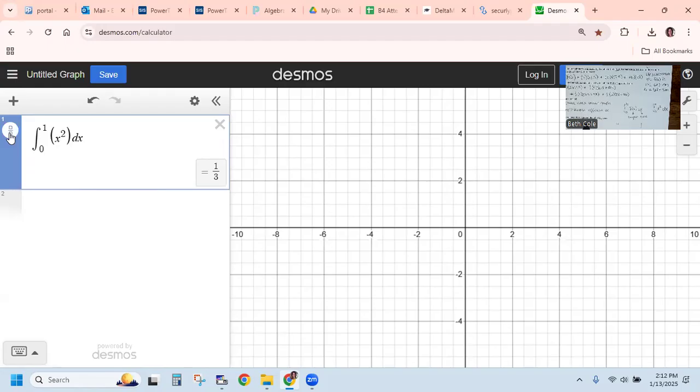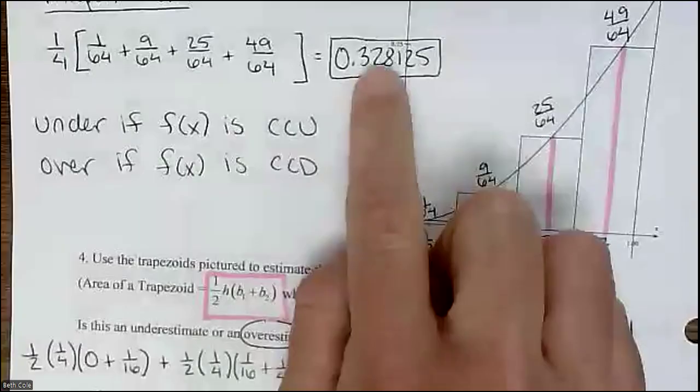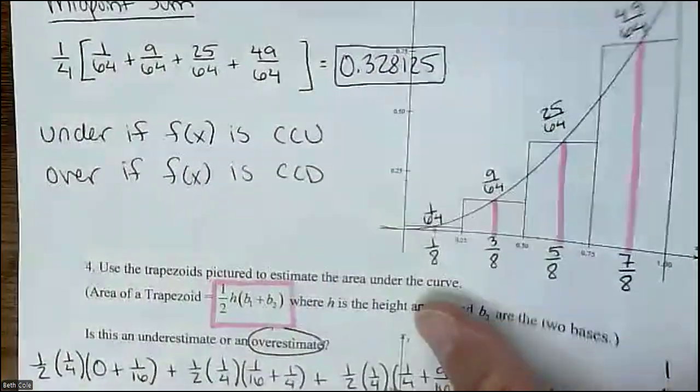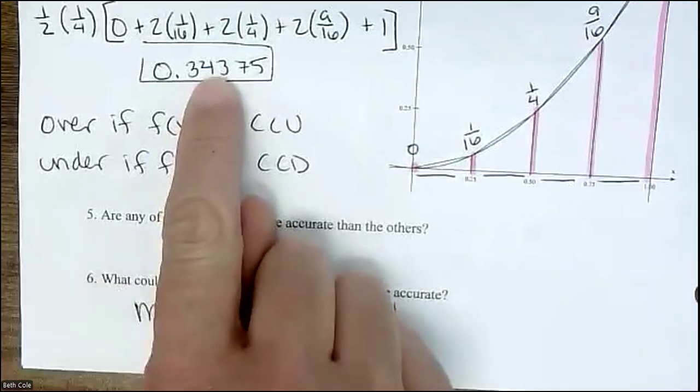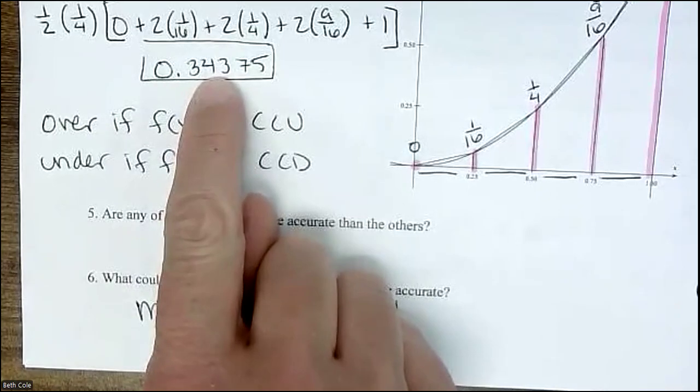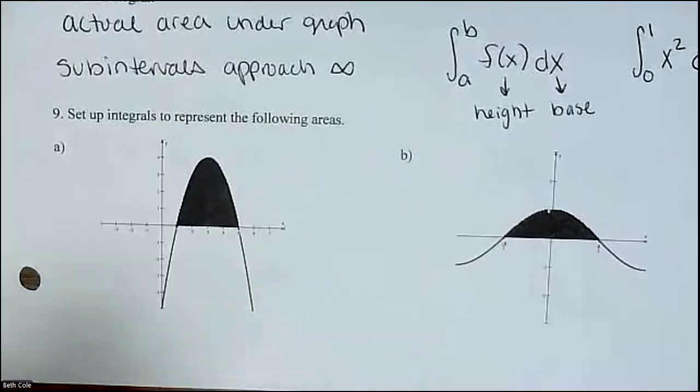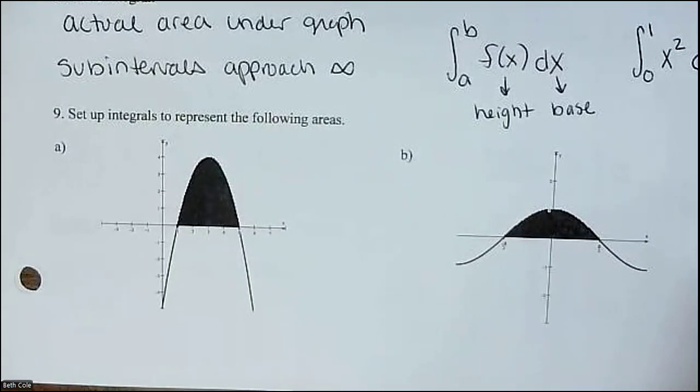1/3. 0.3333333. The actual area of this is 1/3, perfectly. So do you see how this is slightly below? This is slightly above. Cool, right? Kind of geeks me out that you can find an area of something like that. You couldn't do it until now. You need calculus to do it.